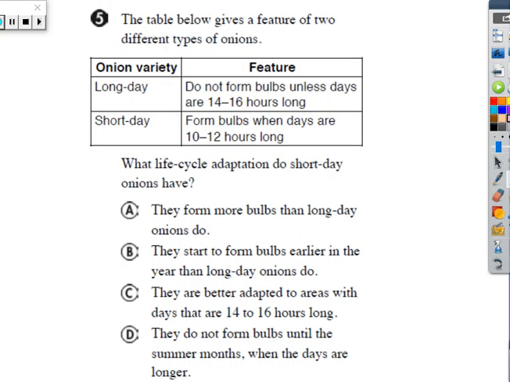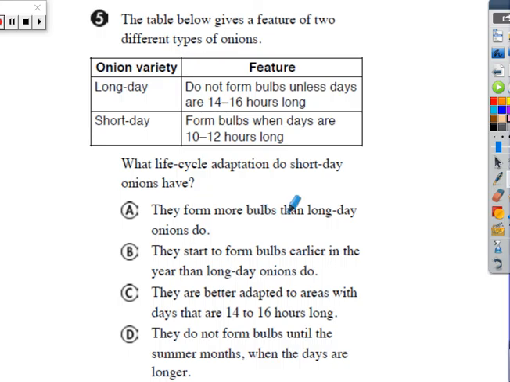The table below gives a feature of 2 different types of onions. So we have the long day onion. Do not form bulbs unless days are 14 to 16 hours long. Short day onions form bulbs when the days are 10 to 12 hours long. What life cycle adaptation do short day onions have?